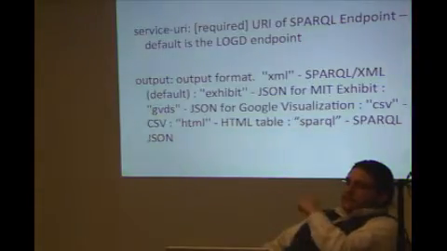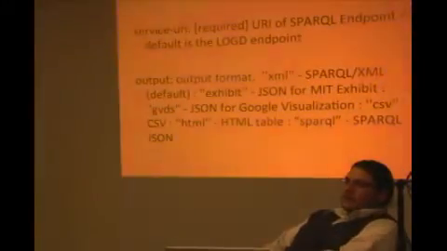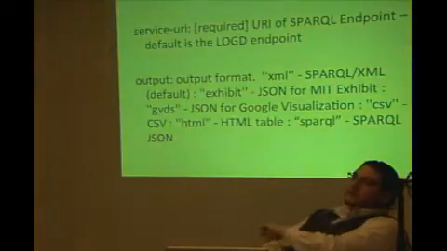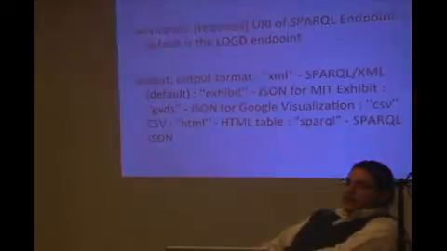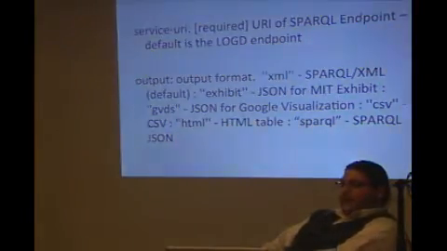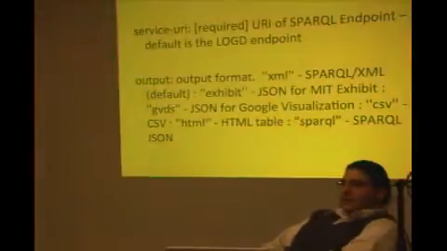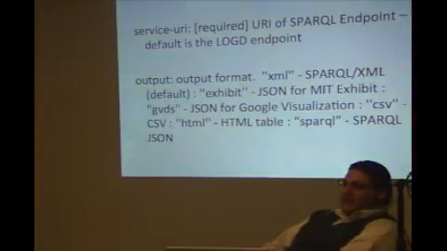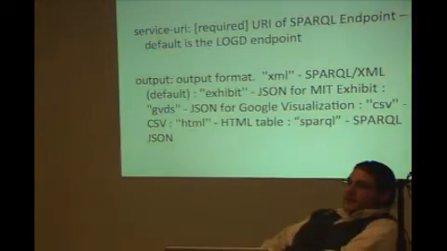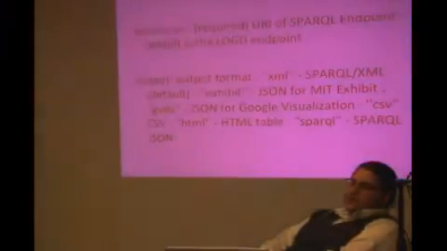The output one here, like we were just talking about before, the content type that you're going to get back is actually a parameter in the URI. And these are the different legal parameters you can give it. So XML will give back SPARQL XML. Exhibit will give back a JSON file that works for the MIT Simile Exhibit fast in the browser. They like their JSON in a certain format, and it makes it easier to just have our results come back in that rather than converting into it.